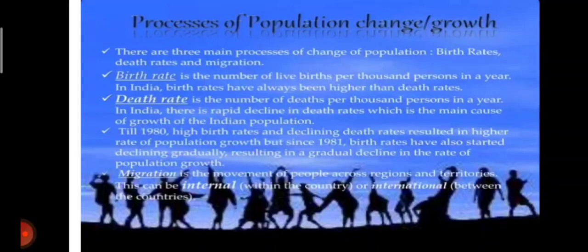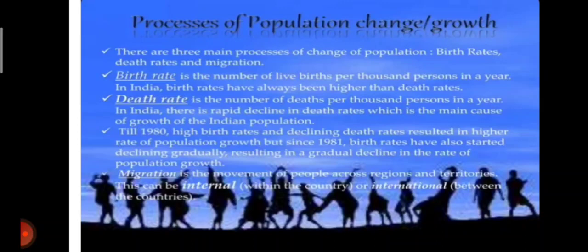In India, there is a rapid decline in the death rates, which is the main cause of the growth of Indian population. Till 1980, high birth rate and declining death rate resulted in a higher rate of population growth. But since 1981, birth rates have also started declining gradually, resulting in a gradual decline in the rate of population growth.